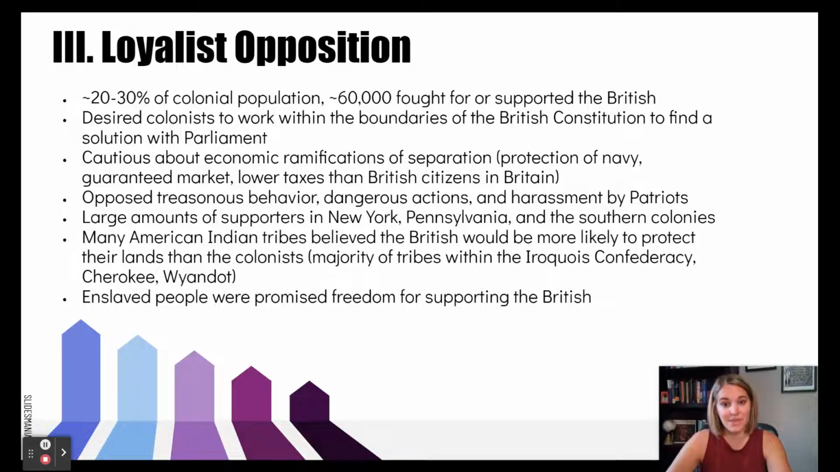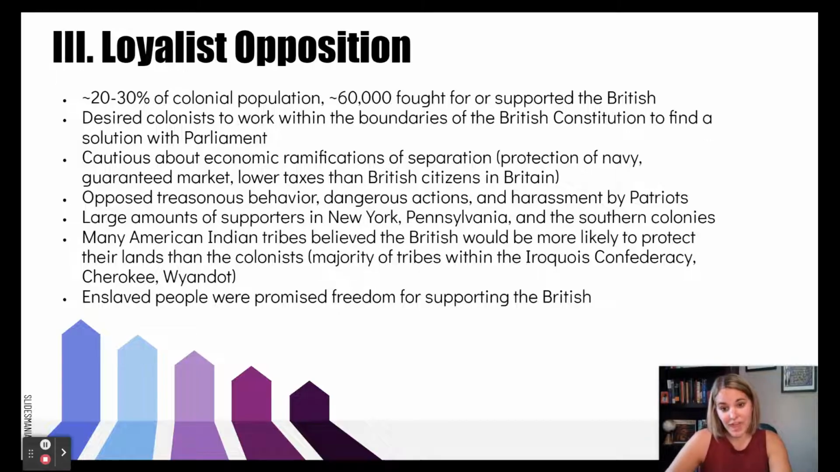Another major factor for their loyalty to Britain is that they fear the economic ramifications of leaving Britain. Things like the protection of the Navy, the guaranteed market for their goods, the fact that they have to pay taxes, but they're lower than the British pay in Britain. And so all of these things make them leery about forming a new country, especially forming a brand new government.